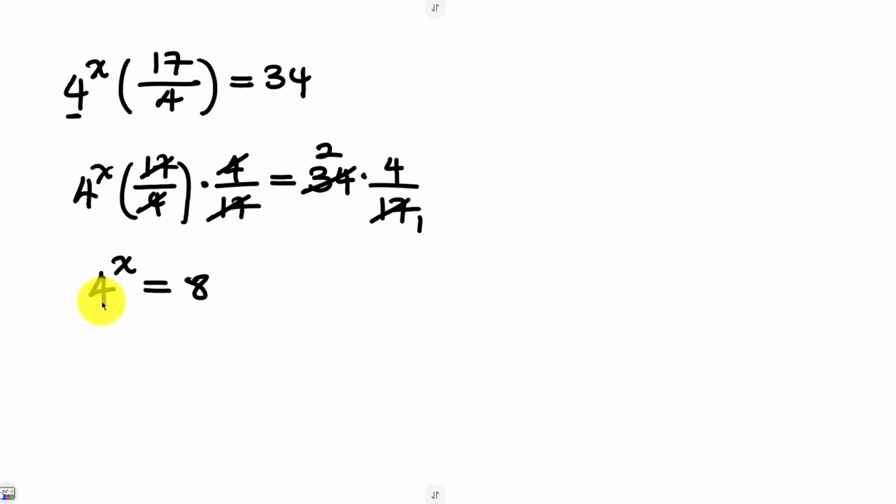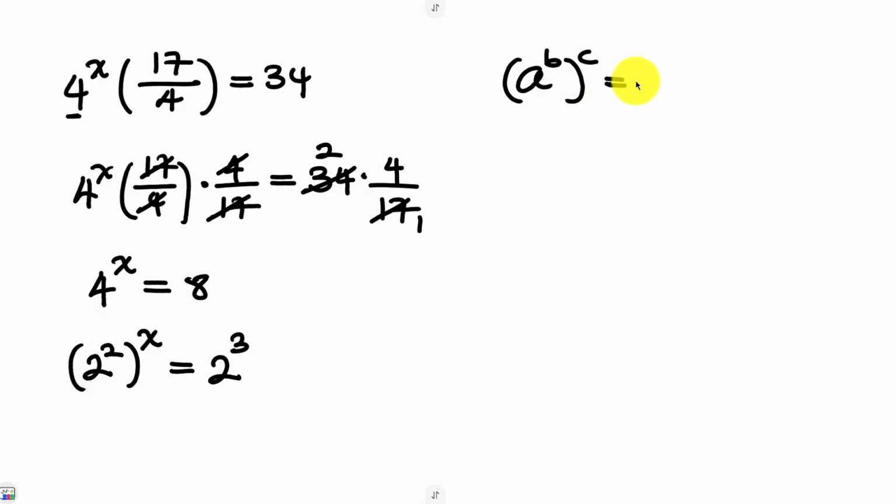I'm going to be writing 4 in the base of 2. So 4 is the same as 2 squared, and this is raised to the power of x. This is equal to, write 8 in the base of 2. 8 is the same as 2 to the power of 3. Very good. Now let's apply the property of indices that says that when I have a to the power of b, which is then raised to the power of c, this is the same as a to the power of b times c. Now writing this the same way, this will be 2 to the power of 2 times x equal to 2 to the power of 3.